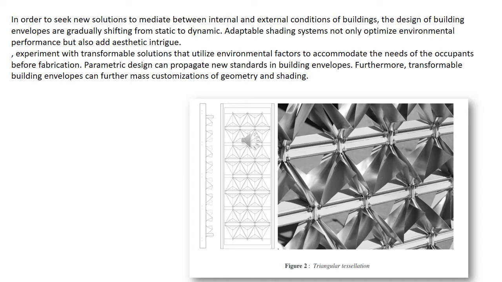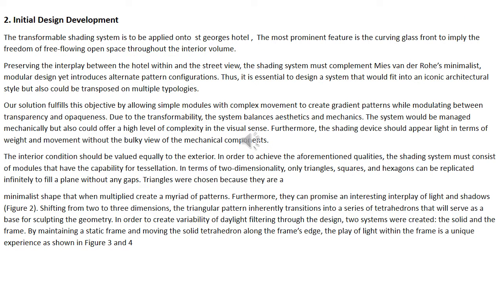Furthermore, the transformable building envelope can feature mass customization of geometry and shading. We talk about the initial design development. The transformable shading system is to be applied to St. George Hotel. The most prominent feature is the curving, inspired by the idea of freedom, of free-flowing open space through the interior volume. Our solution fulfilled the objective of this project by allowing simple modules with complex movement to create gradient patterns while modulating between transparency and opacity due to the transformability.